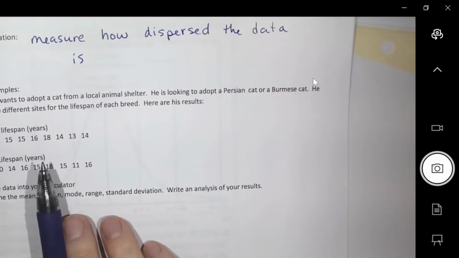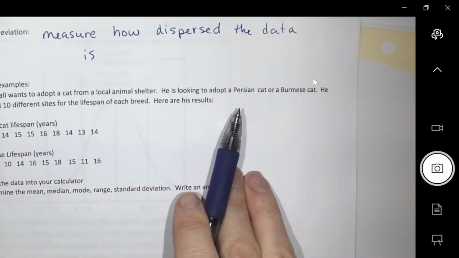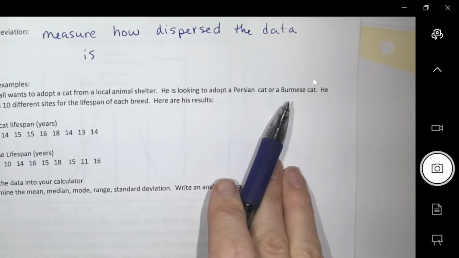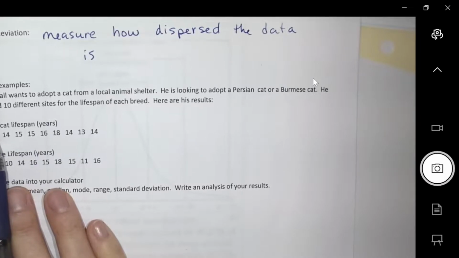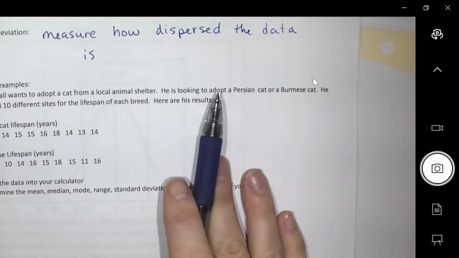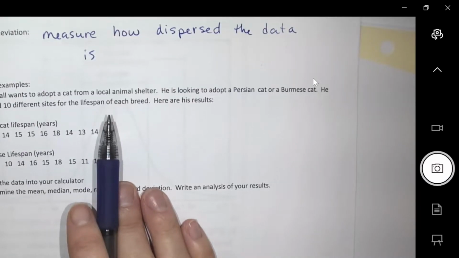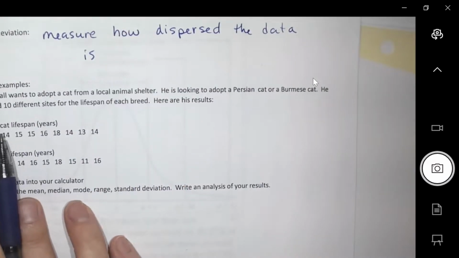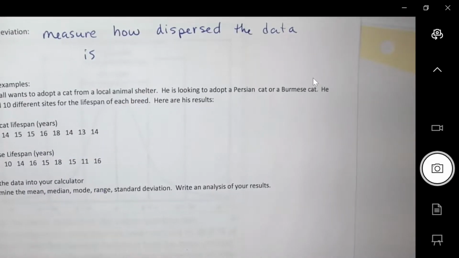Okay, Randall wants to adopt a cat from the shelter. He's looking to adopt a Persian cat or a Burmese cat. I don't know my cats. He went online and searched 10 sites, and he wanted to know their average life expectancy. So here are the results. On average, here's how long some cats lived.